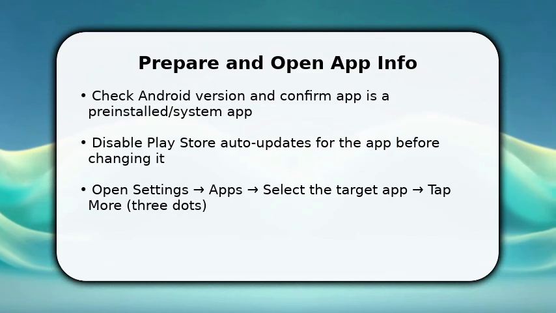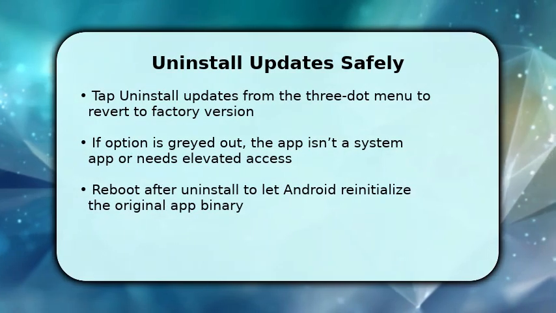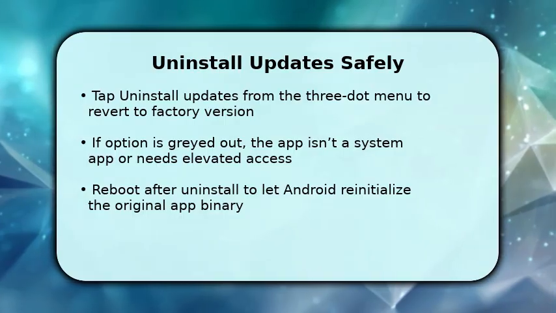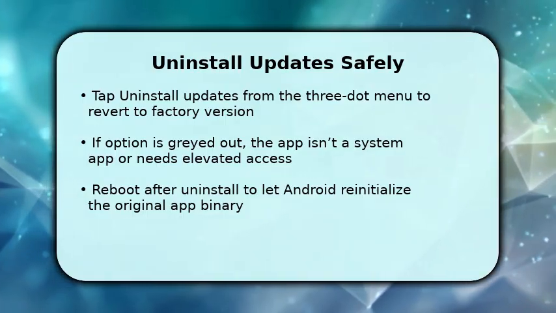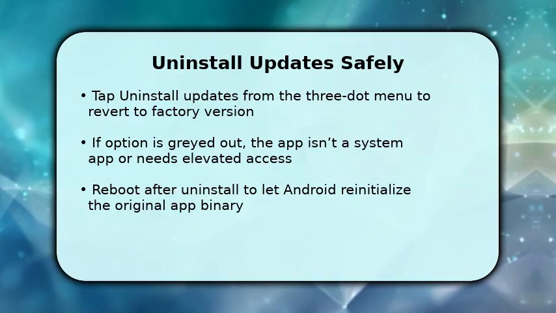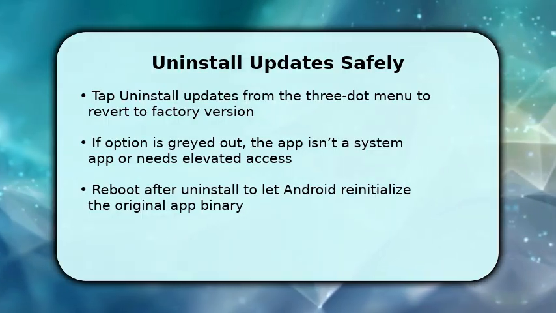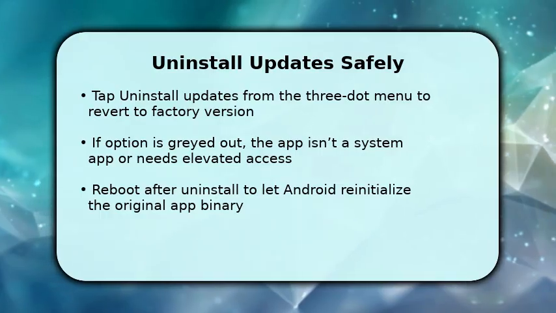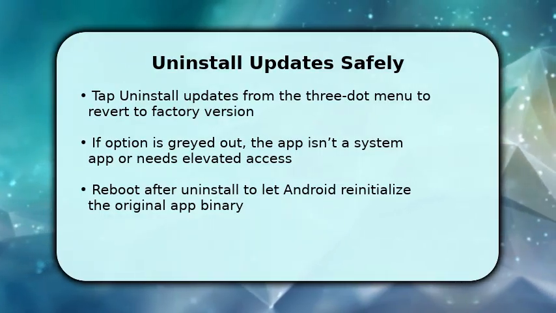You now tap Uninstall Updates in the three-dot menu. Android will remove user-installed updates and restore the factory APK. Make sure you watch for prompts that warn about data loss. This removes updated code, not always user data, but backup if unsure.